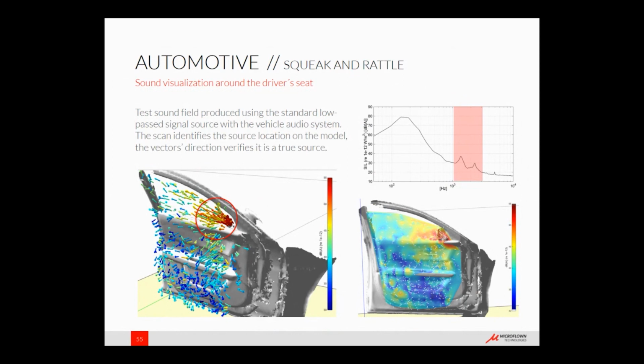And the nice thing is, with the sound vectors having the direction, you could see if it is really a problem or not. So what you can see here is clearly the source is identified, and you can see that all the sound vectors are coming from one position, propagating away into the area, in this case the vehicle interior.